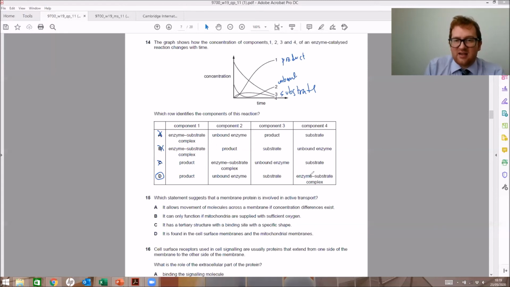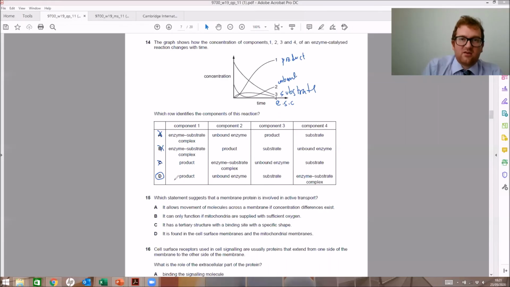Okay, an enzyme substrate complex is inversely proportional to this, the fact that to start with it's low and then through time it increases, and then as time goes on and there's less substrate, there's less enzyme substrate complexes, which leads to a decrease. So number 4 is the enzyme substrate complexes.